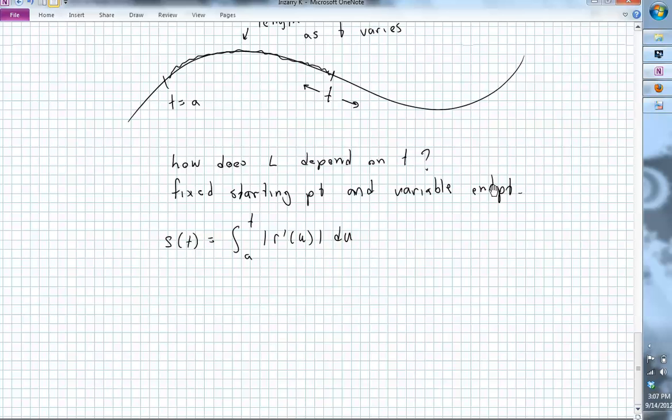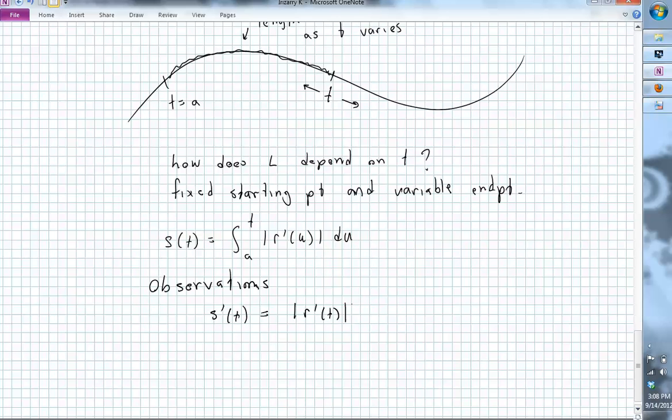Let's make a few observations about S. S prime. What's the derivative of S with respect to T? We have a theorem for this from Calc 2. Nick? Is it just the magnitude of R prime of T? Yes. And what theorem did you apply? I don't know the name of it, but it starts with an F. Fundamental theorem of calculus. Okay? That's the fundamental theorem of calculus.